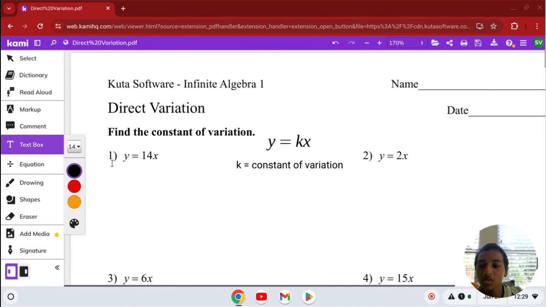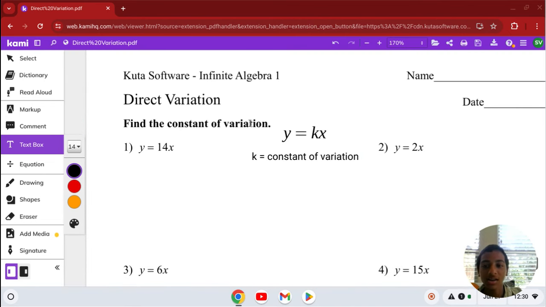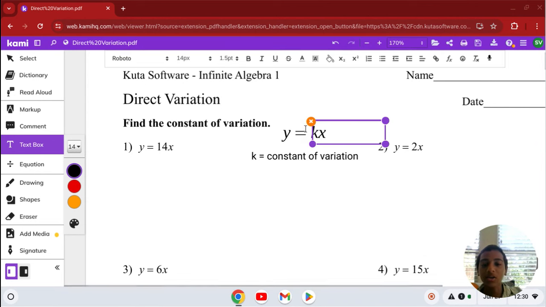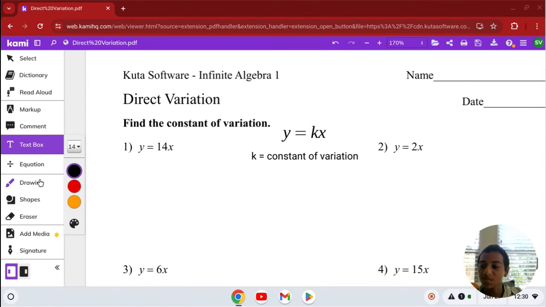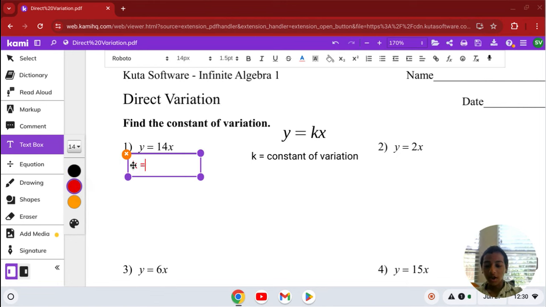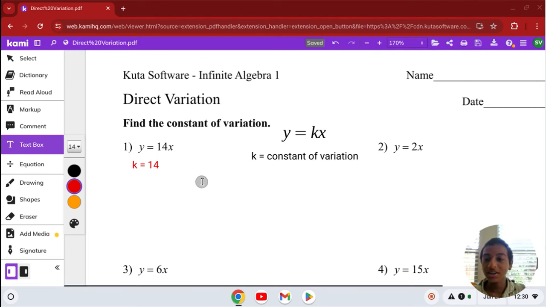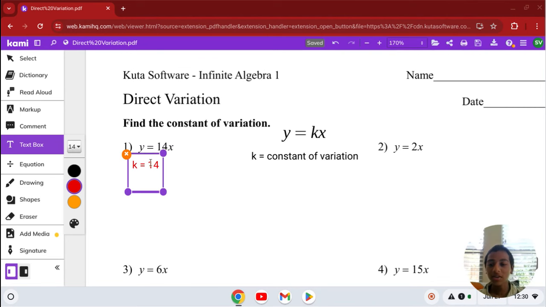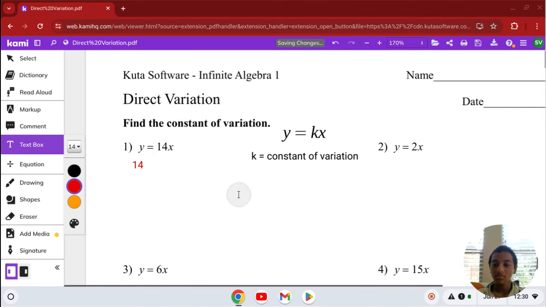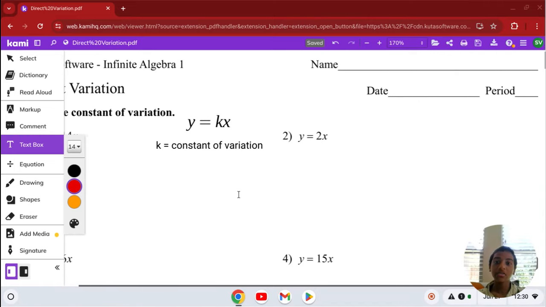Looking back at the first one, y equals 14x. We notice that k in our equation is equal to 14. Let me put this in red. So we know that k equals 14. That k is the constant of variation, so 14 is our constant of variation. That's our answer in number 1.